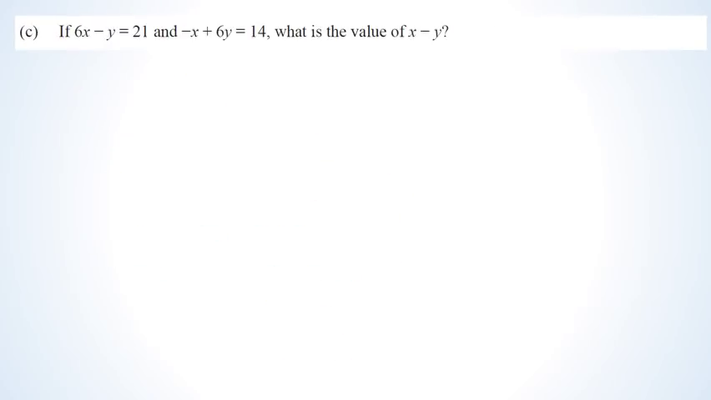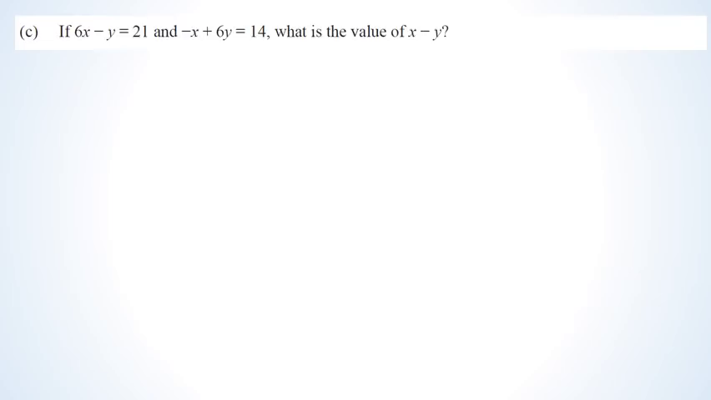Alright, so this question here, I think it's like 3 parts to it almost. First off, you've got a set of simultaneous equations that you've got to solve. Then you've got to figure out what x and y are, and then you've got to do x minus y. So you've got a lot of things to do for this question. So how are we going to go about doing this question here?